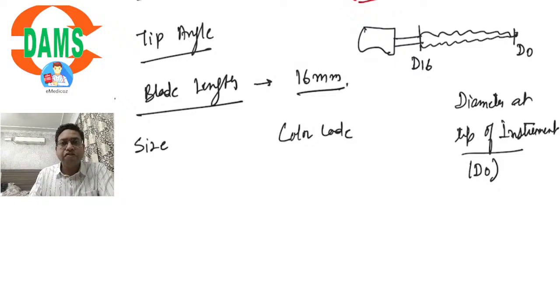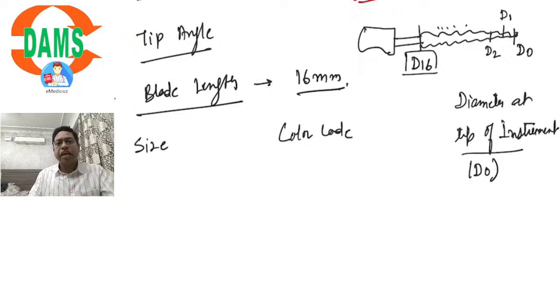The diameter at tip of the instrument is called D0. Then the diameter at 1 millimeter from the tip would be D1. At 2 millimeters from the tip would be D2, and so on up to the end of the working blade, that is 16 millimeters, which would be designated as D16. So this is one of the standardizations. Whether the instrument is a K-type or an H-type instrument, it has to follow the ISO standardization of the diameter. Diameter at tip is called D0. At the end of the working blade is called D16.